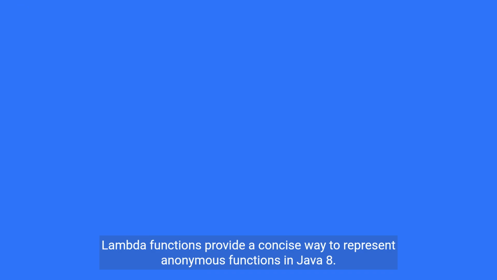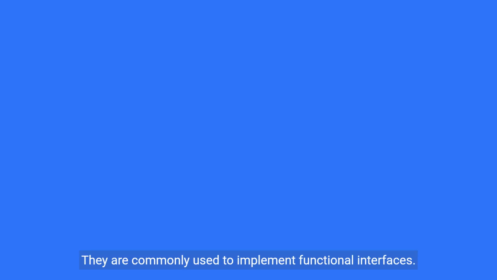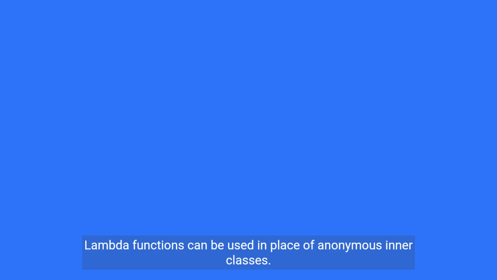Lambda functions provide a concise way to represent anonymous functions in Java 8. They are commonly used to implement functional interfaces. Lambda functions can be used in place of anonymous inner classes. They enable more concise and readable code.